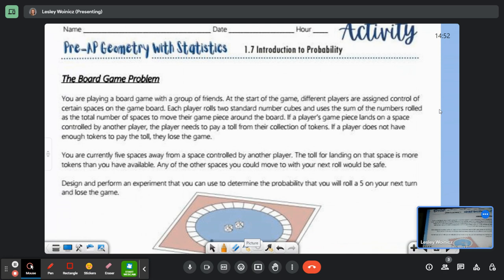Okay. Farewell, guys. They lose the game. So if you land on the spot that someone else occupies, you lose.